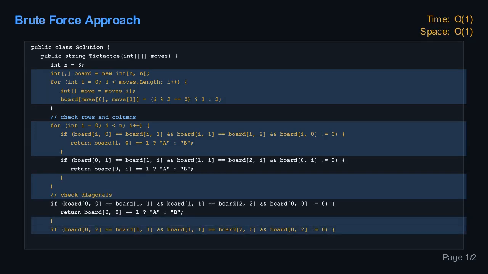This approach works, but repeatedly scanning the entire board after every move is redundant. It's O(n) time where n is the number of moves, but each check is technically constant for a 3 by 3 board. Space is O(1), constant for the board.